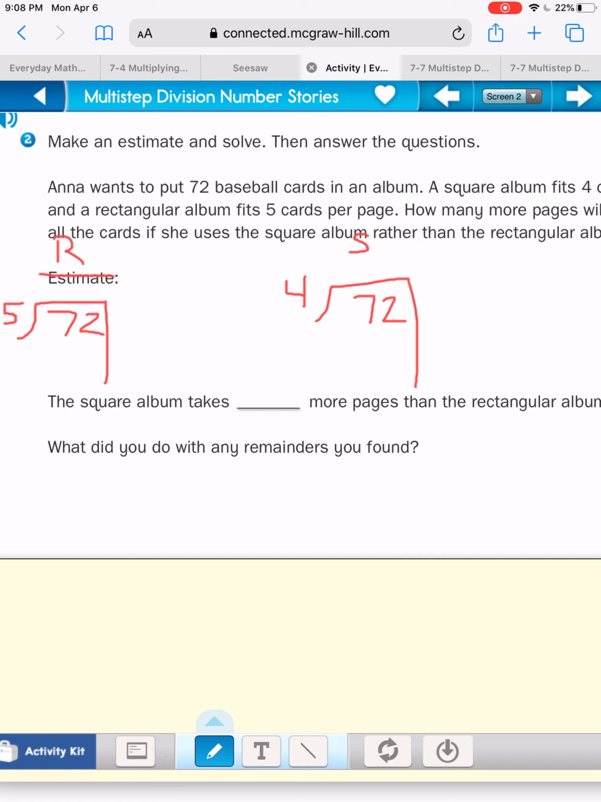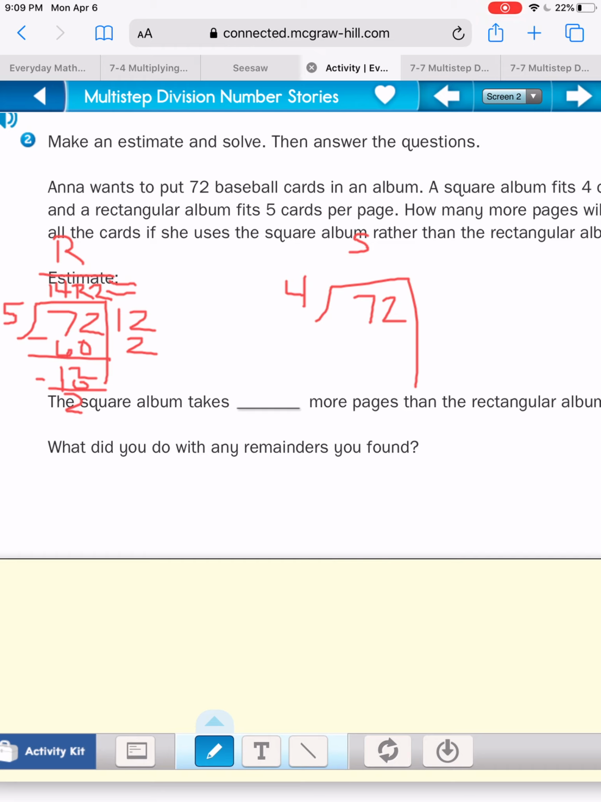So I'm going to start with, let's see. If I do 10, that's 50. If I do 12, let's start with 12. 12 times 5 is 60. I'm left with 12. I could do 2. And now I'm left with a remainder of 2. So 72 divided by 5 is 14 remainder 2.